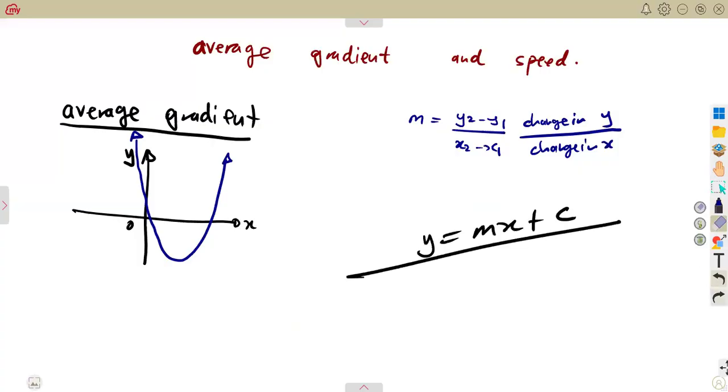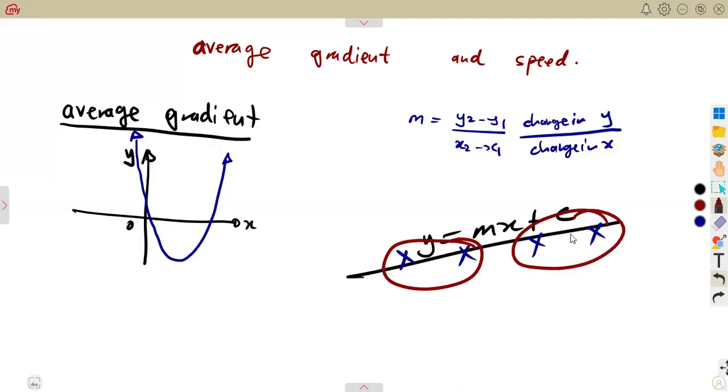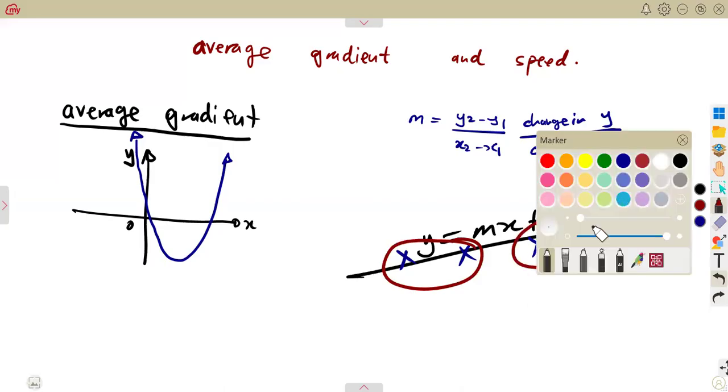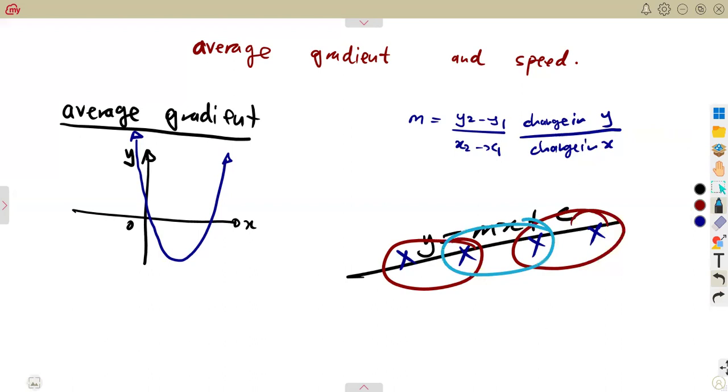That is why we talk of the collinear concept. I want you to know this so that you do not have confusion. If you use these 2 points, you obtain the same gradient as someone who used these other 2 points. On a straight line, the gradient is the same.